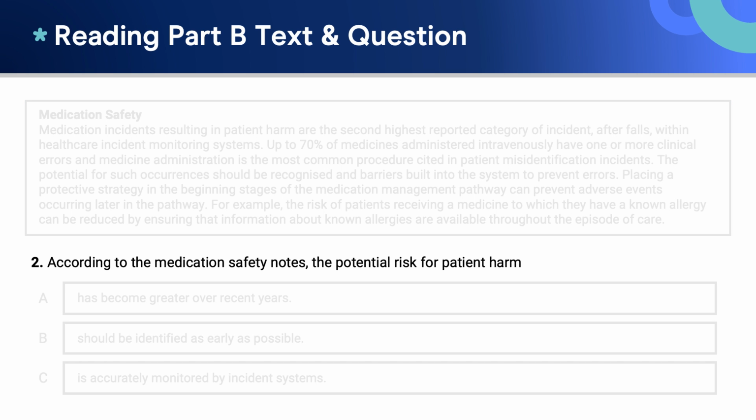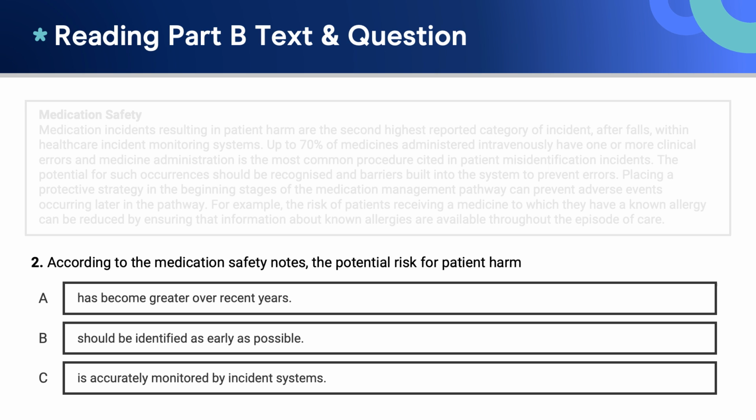Let's do one more Part B question. Are you ready? So here it is. This question says, according to the medication safety notes, the potential risk for patient harm, A, has become greater over recent years, B, should be identified as early as possible, or C, is accurately monitored by incident systems.